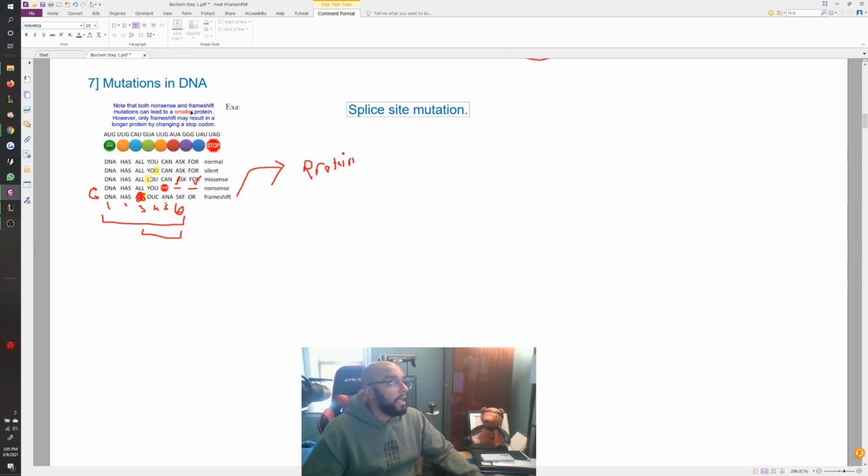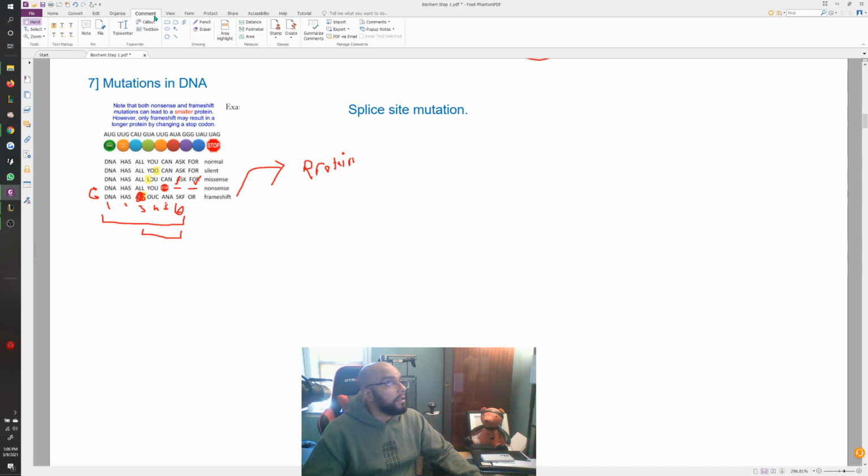All right. And then I have a little note here from my book. Note that both nonsense and frameshift mutations can lead to a smaller protein. However, only frameshift may actually result in a longer protein by changing a stop codon. So that's the third case scenario that can occur with a frameshift. Instead of creating a stop codon, you could have actually had a frameshift that got rid of the stop codon.